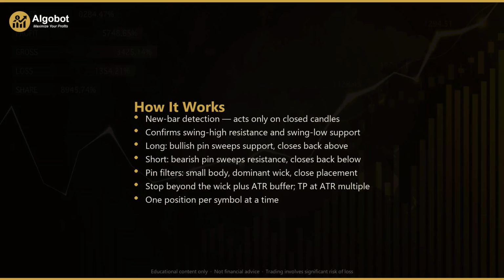Risk is defined by structure and volatility. For a long, the stop loss sits below the candle's low, with an extra buffer of half an average true range by default. The take profit is placed a multiple of the average true range away, 2 times by default, giving a reward-to-risk framework. The strategy also holds only one position per symbol at a time, so it waits for the current trade to resolve before considering another.